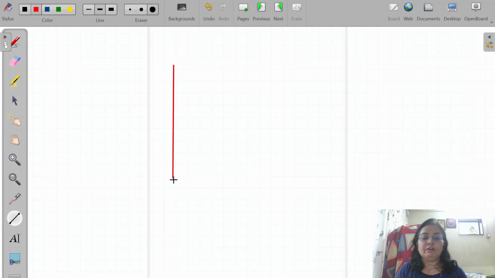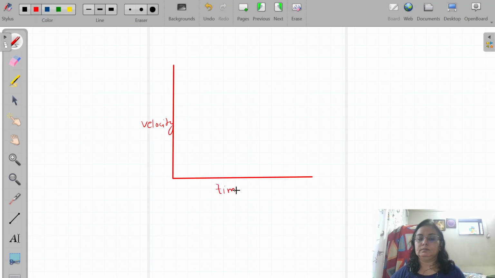I am trying to draw a graph here to explain you further. Now, this is velocity. And this is time. Now, we saw Anuj is moving at a constant speed of 60 km per hour with every 10 hours increase in time. This is 60 and this is time every 10 hours.